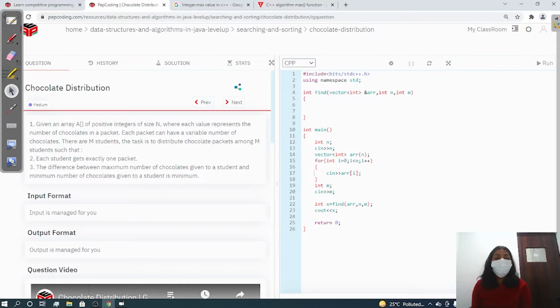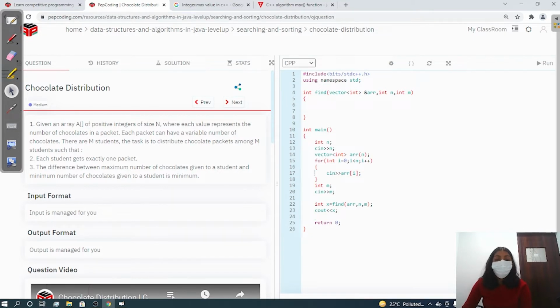So in this video, we are going to discuss our new question of the searching and sorting series. My question here is chocolate distribution. In this question, we'll be given an array of positive integers, where each value represents the number of chocolates in a packet. Here n is the number of packets, and the value at a particular index indicates the number of chocolates in that particular packet.